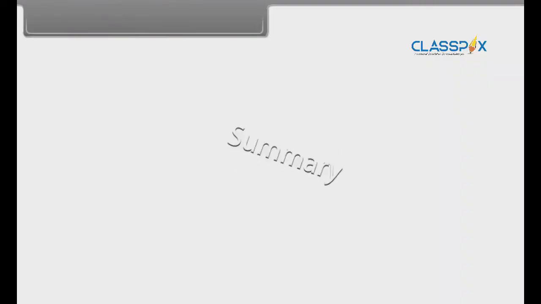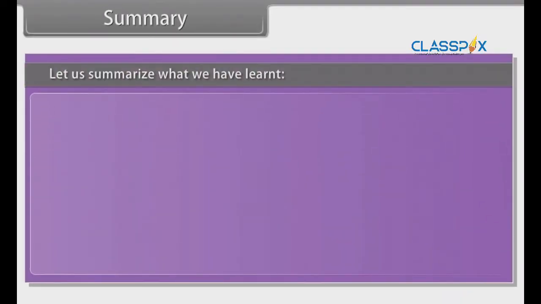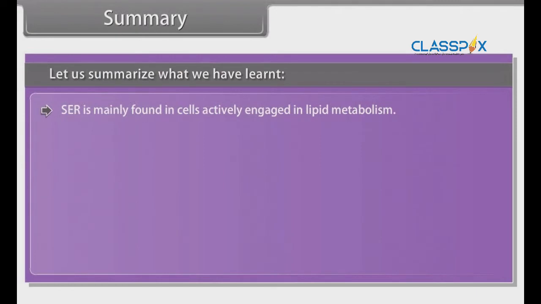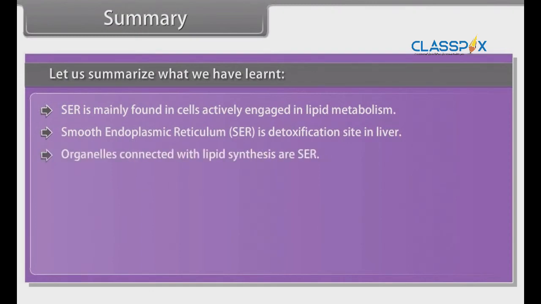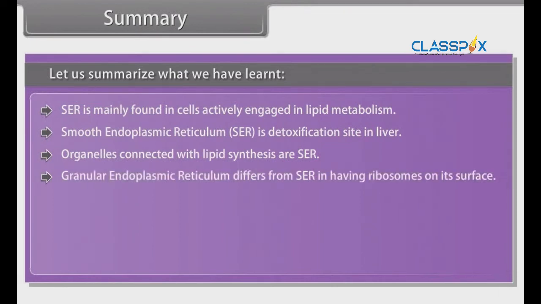Summary. Let us summarize what we have learned. SER is mainly found in cells actively engaged in lipid metabolism. The smooth endoplasmic reticulum, SER, is the detoxification site in the liver. Organelles connected with lipid synthesis are SER. Granular endoplasmic reticulum differs from SER in having ribosomes on its surface.